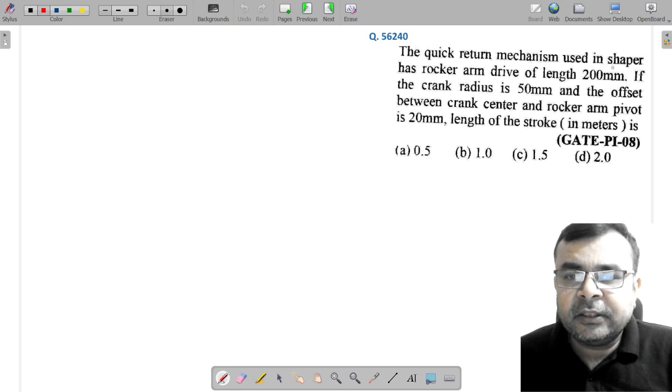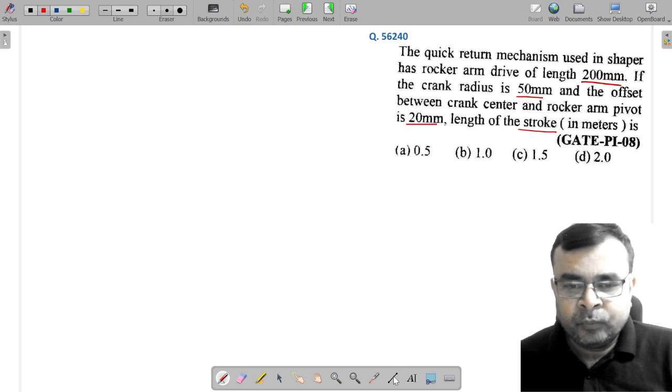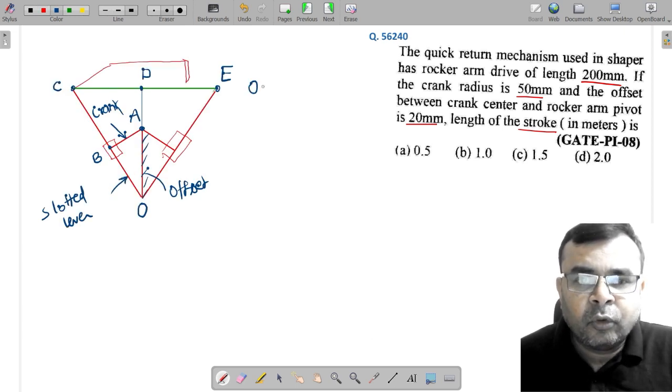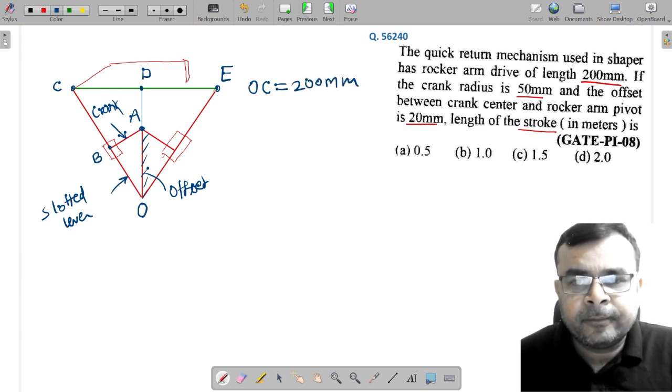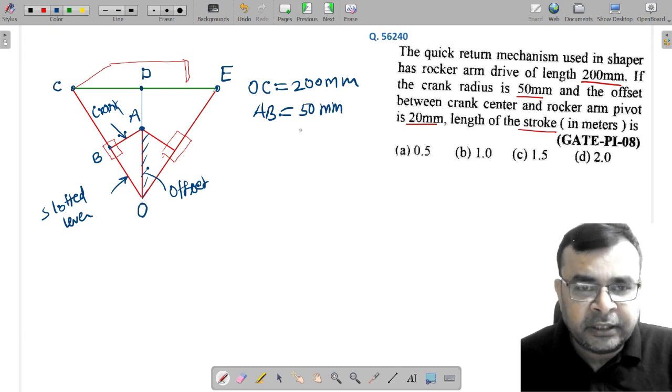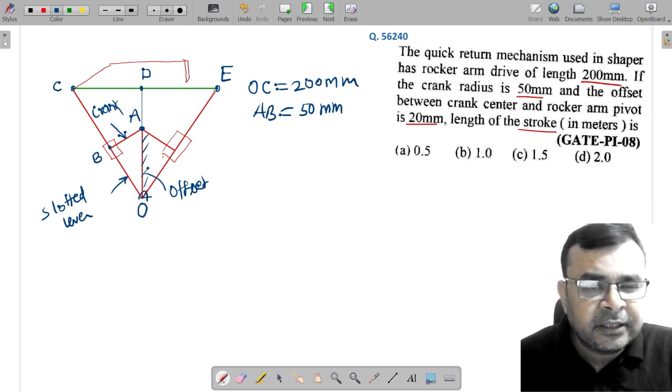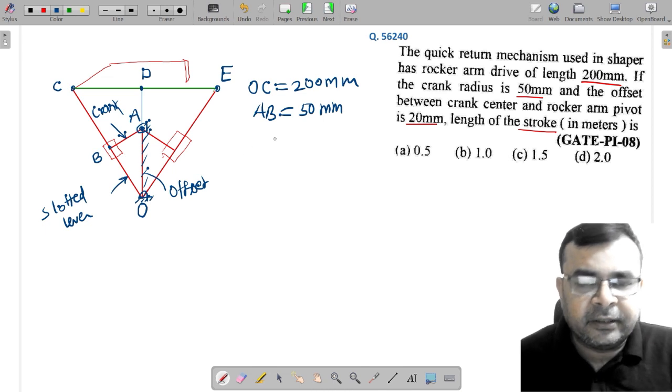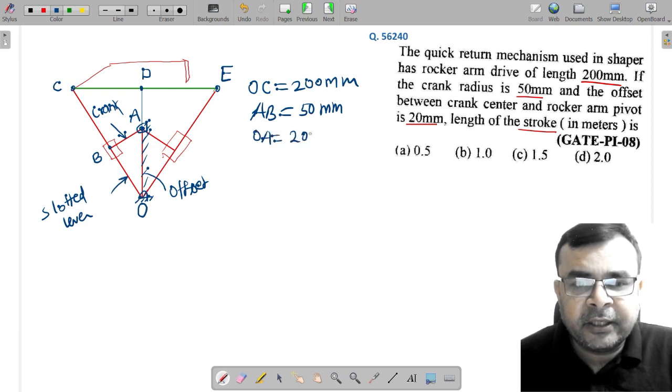Next, the quick return mechanism used in a shaper has a rocker arm drive of length 200 mm. If the crank radius is 50 mm and the offset length is 20 mm, then the stroke length is. You can see in this question OC is given, that is 200 millimeter. AB is also given here, that is 50 millimeter. And the offset between the crank center and the rocker arm center, where A is the crank center and O is the center of the rocker arm, and this is a hinge point so that the crank and the rocker arm can oscillate. Is that right? This OA distance is already given here, 20 millimeter.